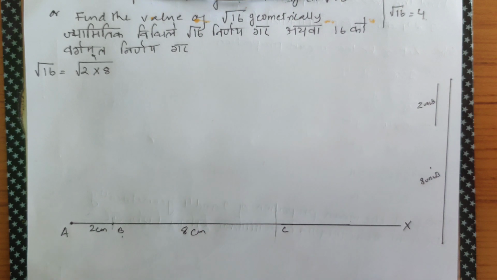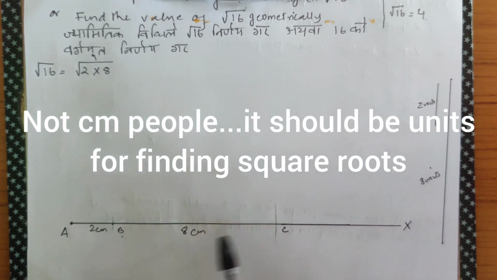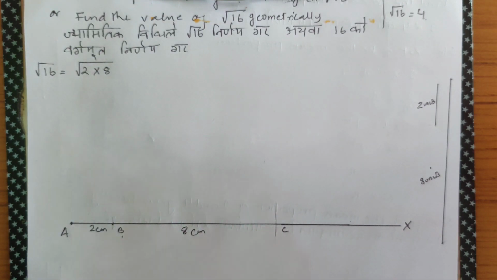The first step says from AX cut off AB equals to 2 centimeter and BC equals to 8 centimeter. Now your second step is bisect the line segment AC. What is the second step? Bisect the line segment AC at the point Y. So our second step is bisecting the line segment AC. So let's bisect the line segment AC.